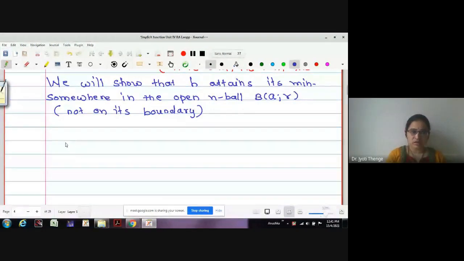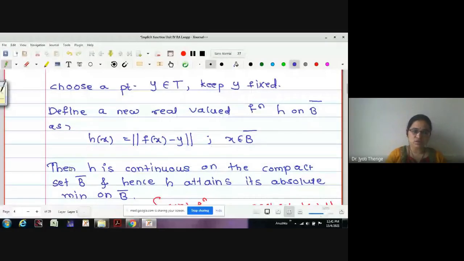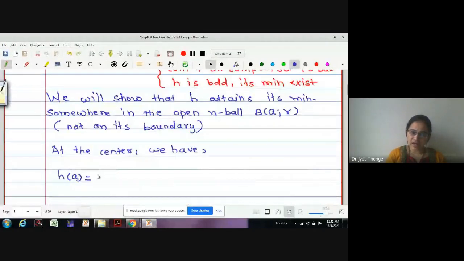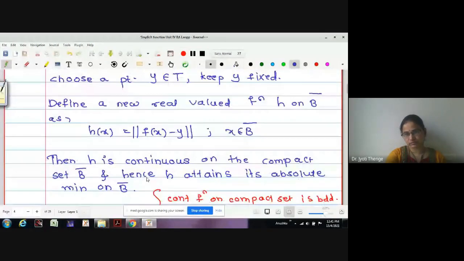Therefore at the center, what is the value of this h? So what is the center? A is the center of the sphere. So what is h we have defined? Norm of f of x minus y. Therefore, what is the distance? Norm of f of A and y. Look at the sketch and tell me what is the distance between f of A and y.